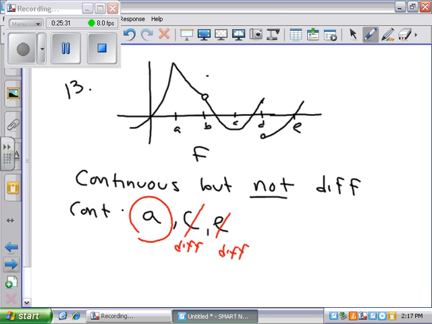So the answer is A. You got that one? Okay, continuous but not differentiable. Okay, 14. Now you guys didn't try up to 14, right? Okay.